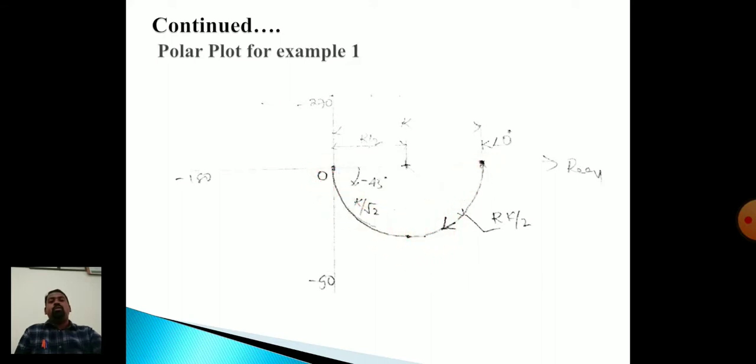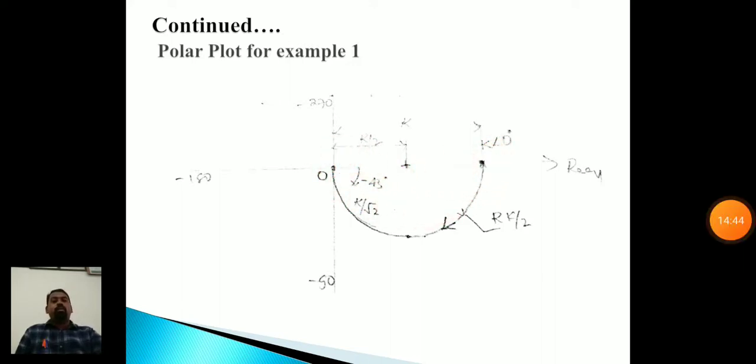So with this, join the smooth curve like this from outwards to inward. See the arrow mark here, outward to inward, and the center point is this one. This is the radius, r equal to k by 2, because this length is k, shown here. It is not scanned properly, but this distance, that is the radius, is k, and half of that is k by 2. This is the polar plot for example 1.